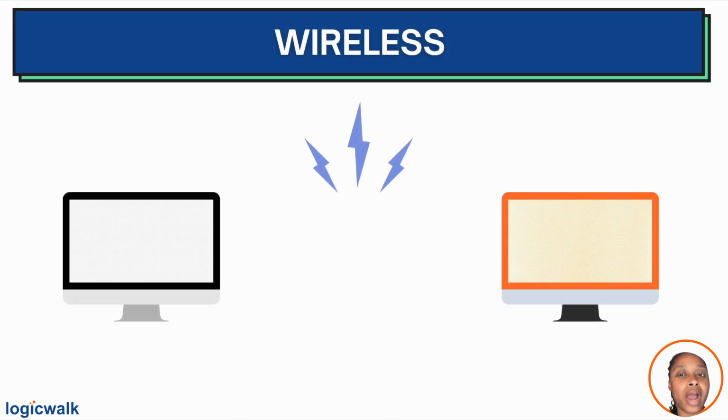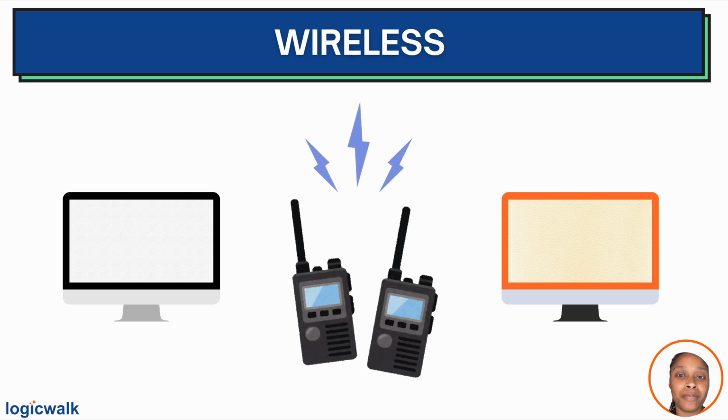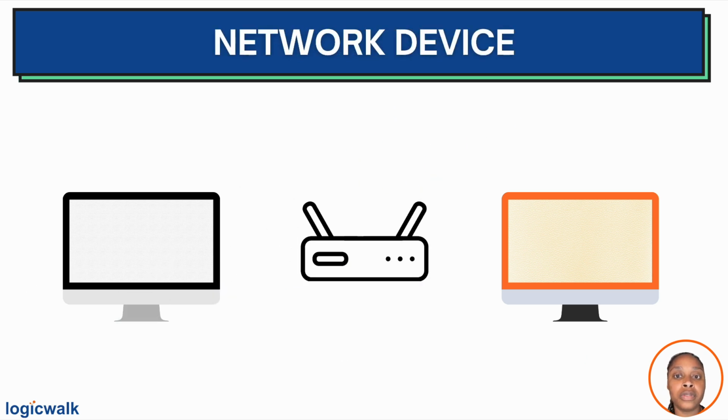We could switch to wireless links to eliminate cables, but then we face new challenges: limited range and signal interference. It's like using walkie talkies. Communication only works when you're in range, and anyone on the same channel can disrupt your connection. To solve these problems, we can use an intermediary device, better known as a network device.